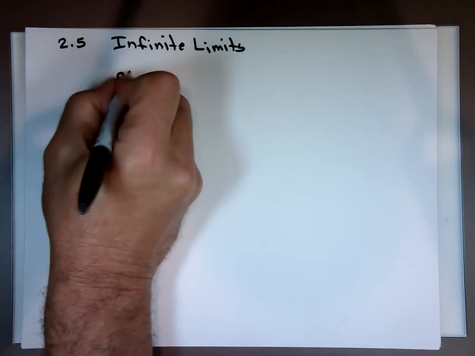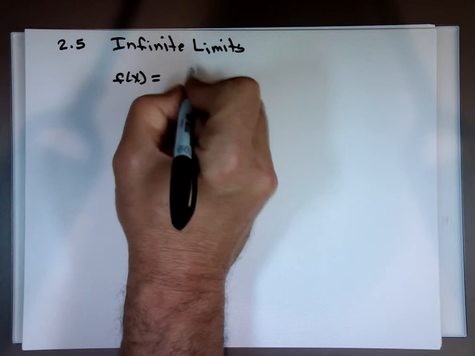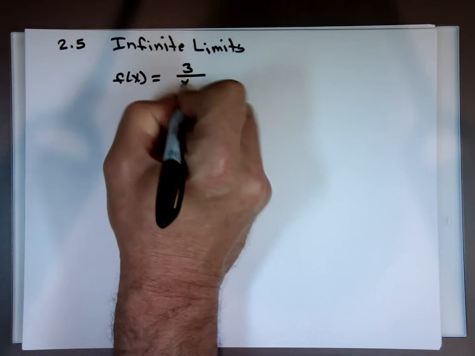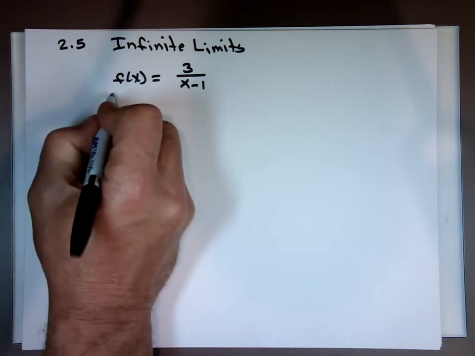Here's one. f of x equals 3 over x minus 1. Find the limit.